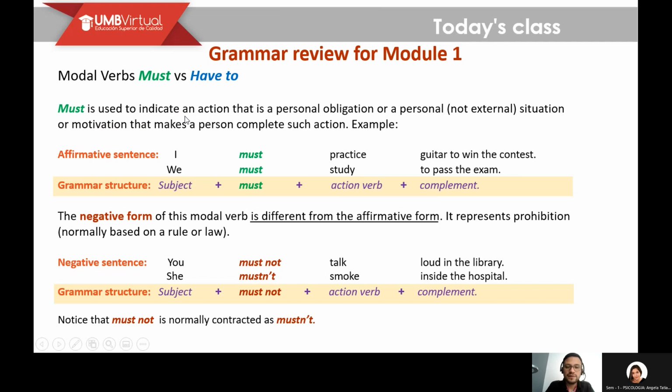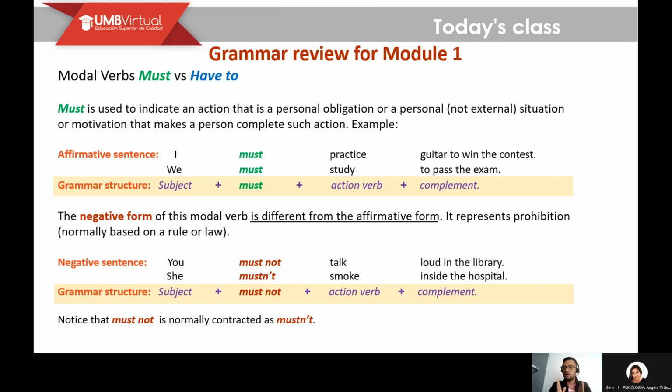Yes. So in that case, we have must and have to. These modals are used to indicate that an action is a personal obligation. In this part, we are talking about personal obligations and obligations that have an extrinsic motivation, right? So this is the structure, the subject plus the modal verb plus the action verb in the base form and the complement. So remember that we don't have double conjugation in English, right?